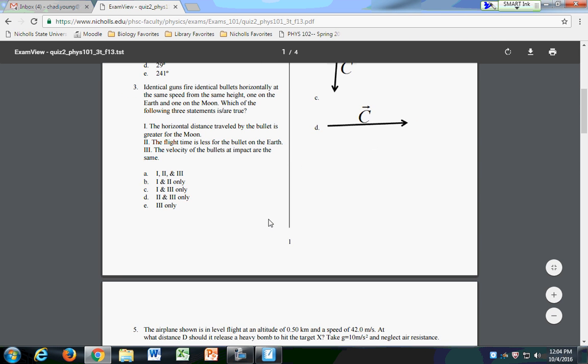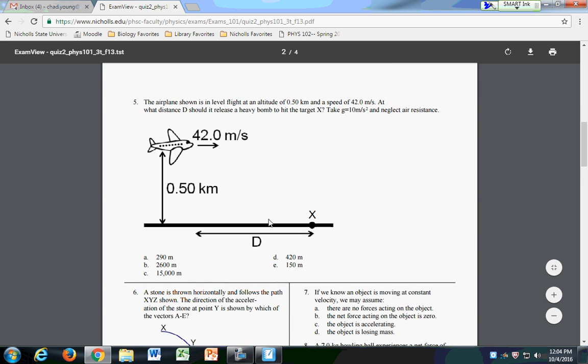We'll go back to fall 2013 and look at some projectile motion problems. So, for example, this one, this is a lot like what we did in lab, actually. I have an airplane. It's traveling at a half kilometer above the Earth. That's 500 meters above the Earth, and at a speed of 42 meters per second. At what distance d should it release a heavy bomb to hit the target x? So really, we want to know what is the distance d.